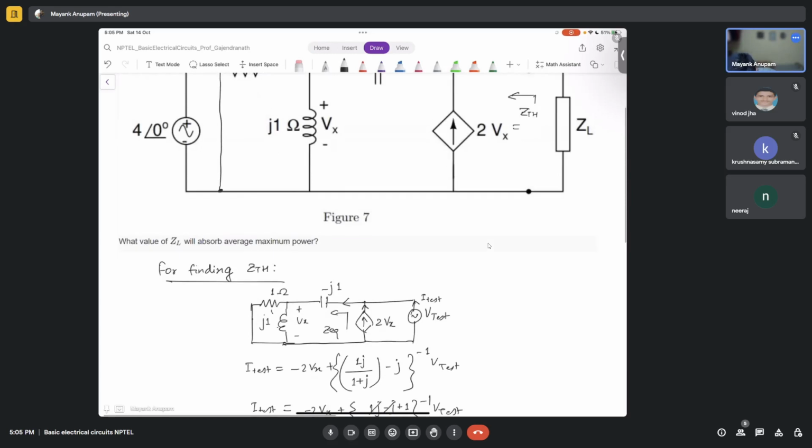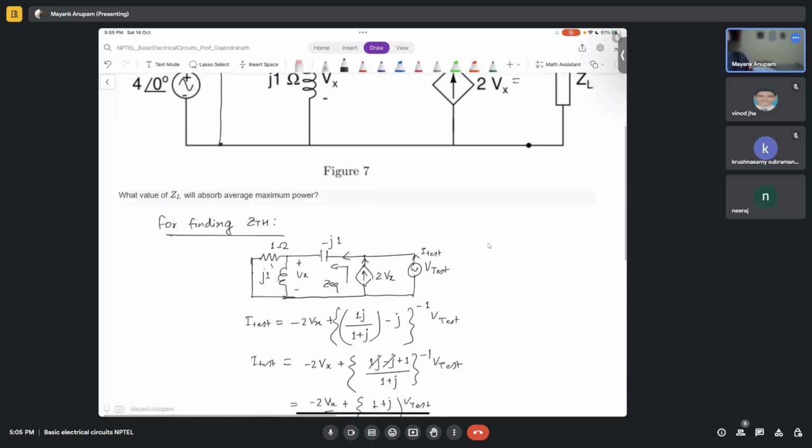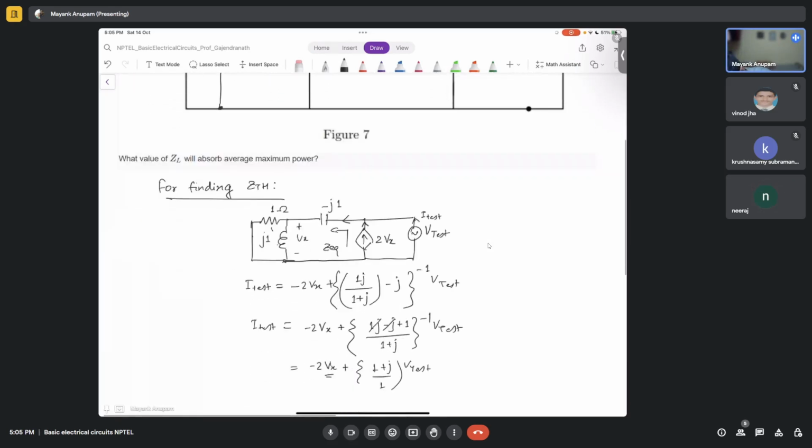What is Vx in terms of V test? What is this voltage in terms of V test? It is a voltage division, right? Tell me what we should do. Sir, which voltage are you referring to, sir? I am asking about this voltage Vx, because this current here is dependent upon Vx, right? Yes, sir, voltage dependent current source here. So we have to find out what is Vx in terms of V test.